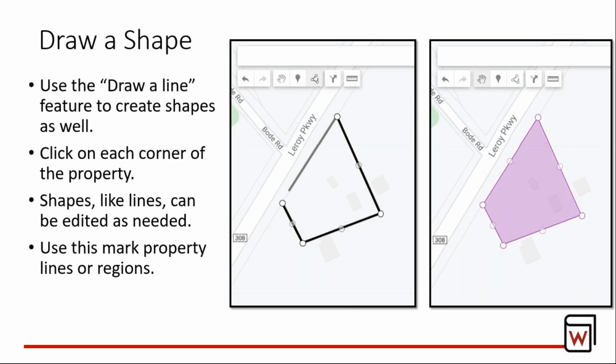You can also use the Add Line tool to draw a shape. This is really helpful if you want to mark off a piece of property or maybe an enumeration district, some type of region. You can do that with the Add Line tool by drawing a shape. And the way you'll do a shape is click on each corner of the shape that you want to create. And when you get back and click on the first dot you created for a second time, it'll close your shape. And just like a line, it can be edited as needed. So you can readjust the different points. You can change the color. You can change the transparency of the fill.